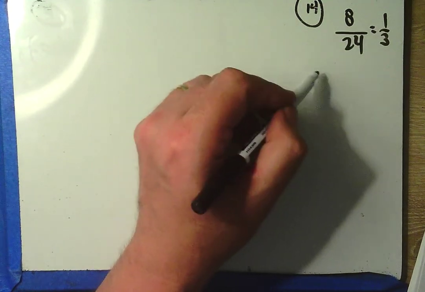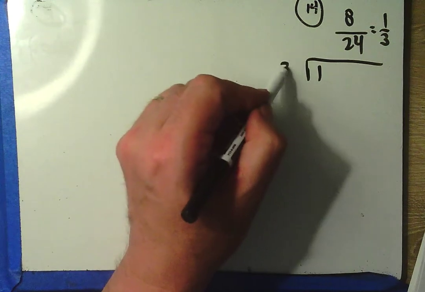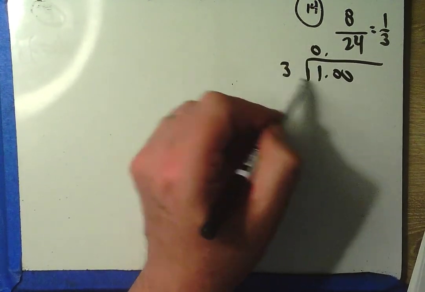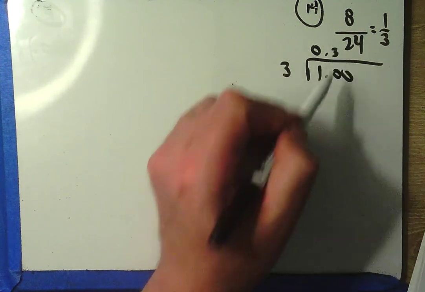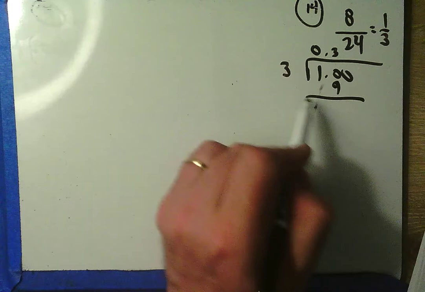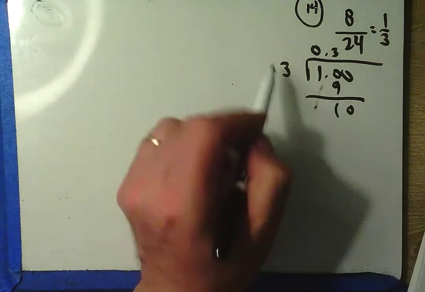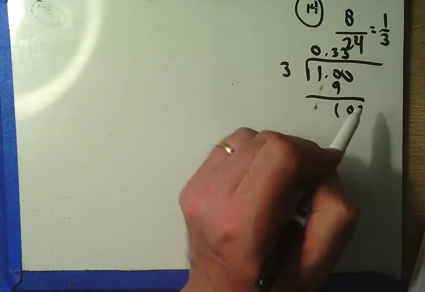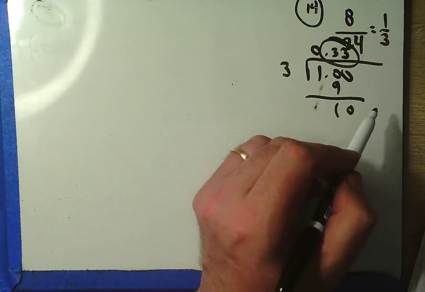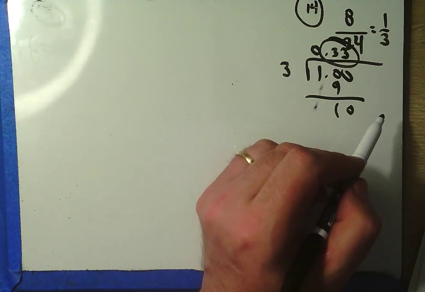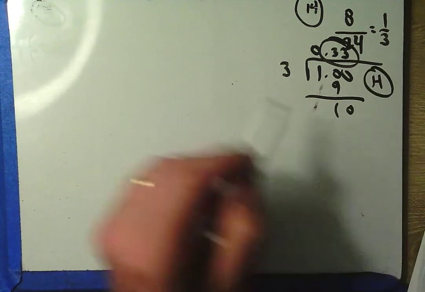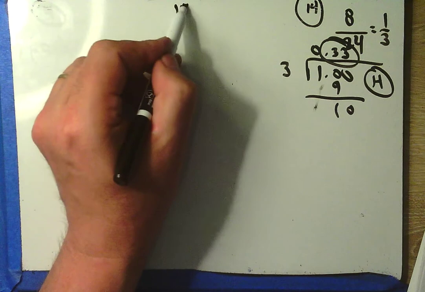And what percent is that? Well, if I take 1 and divide it by 3, I get 0. But 3 goes into 10 3 times, with 9. And then I have 1 left over, and I bring down the 0, and 3 goes into 10 3 times. And so I see 33%, or 33 1/3% actually, and that's choice H. H for number 14.